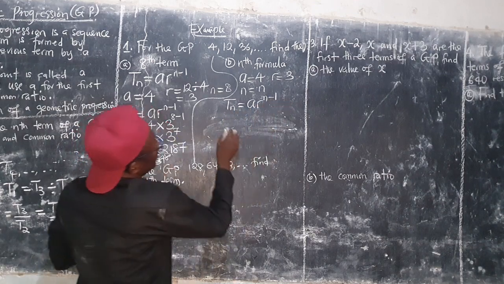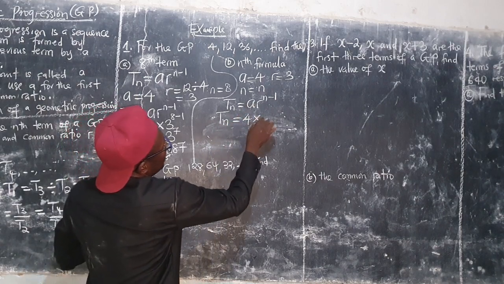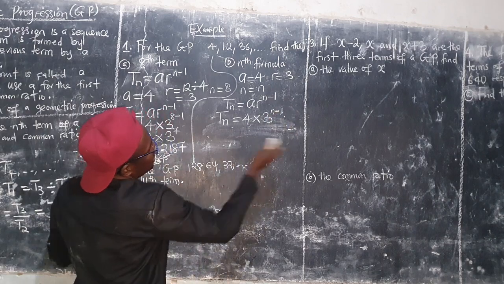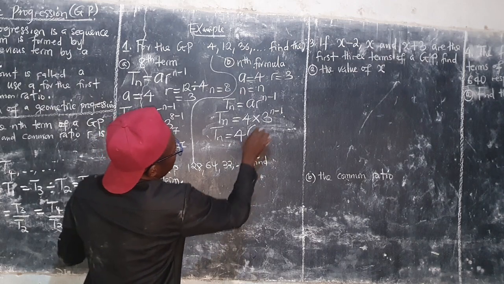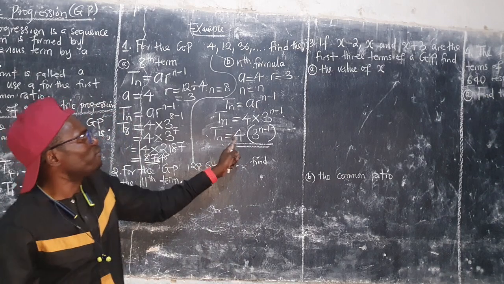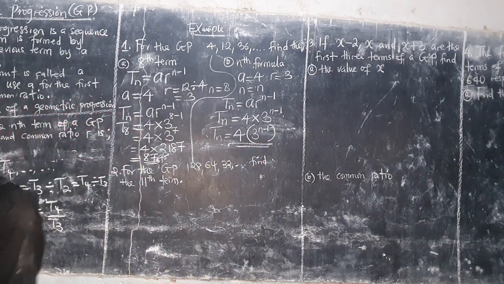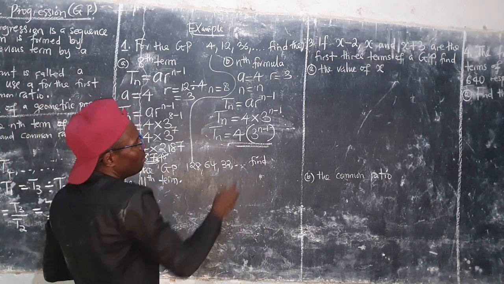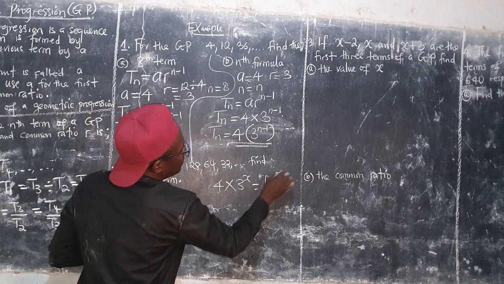Tn is equal to A R to the power n minus 1. What is the first term? 4 times 3 to the power n minus 1. In the answer, you can just say Tn is equal to 4 in brackets 3 to the power n minus 1, close. You can't multiply 4 times 3 to get 12 to the power n minus 1. Why? Because this one has got a power and this one has got no power.